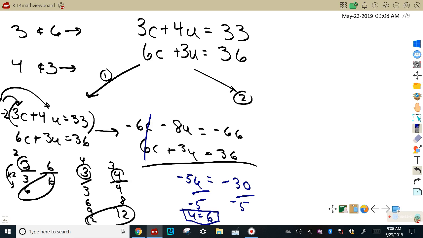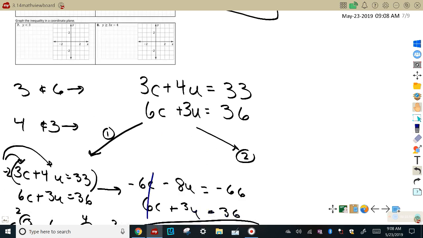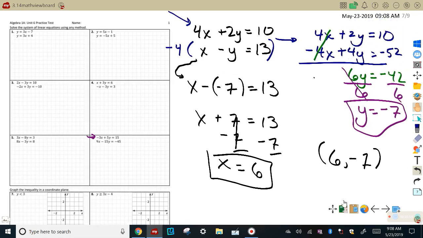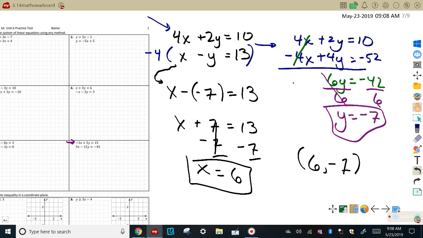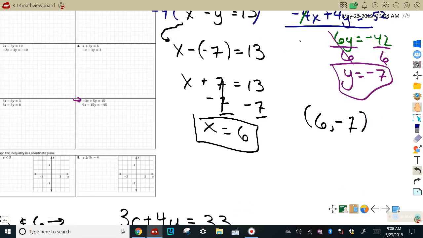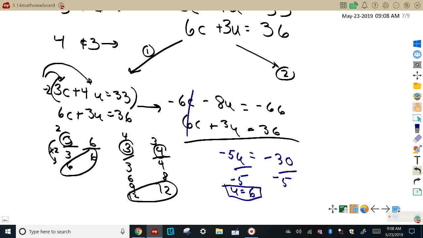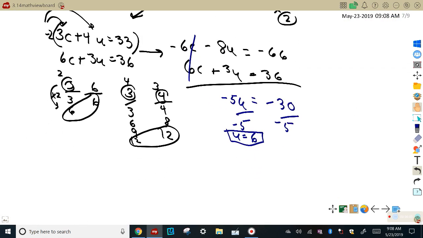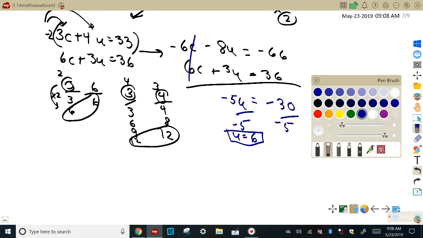How did we do it in the last problems? Going back here, we found the y was equal to negative 7. What did we do with that information? We put it in for one of the equations for the y. So if I was going to go back down here, let me zoom up a little bit more so I can see it easier.